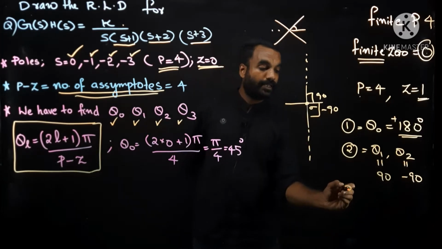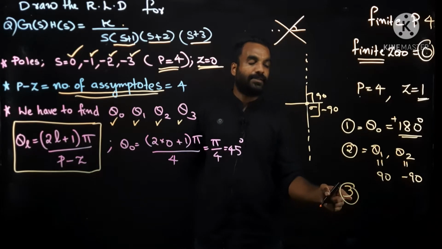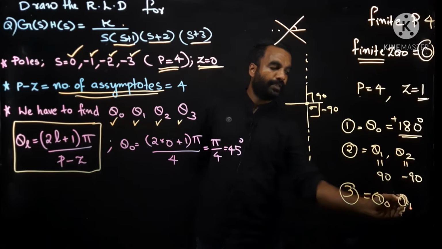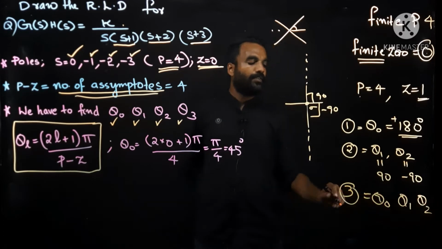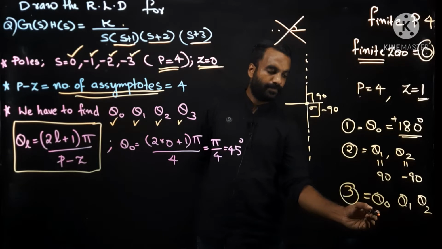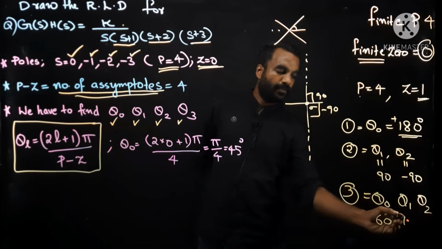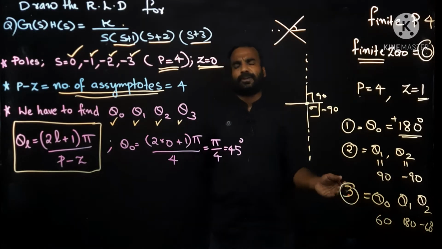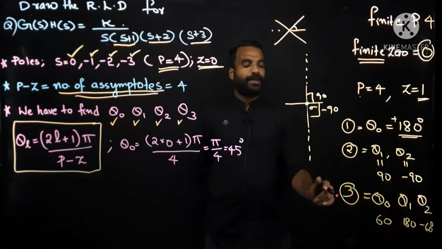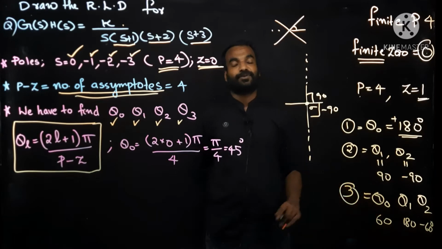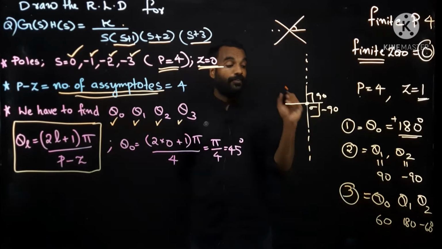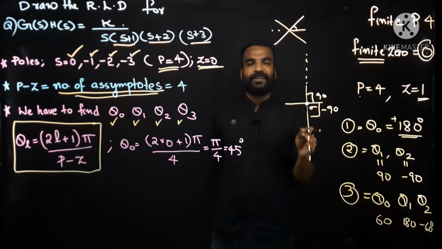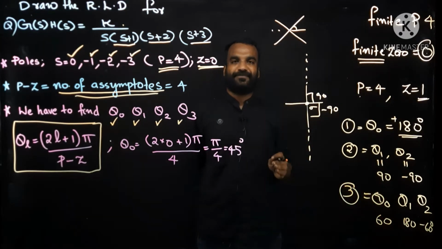If we are having three asymptotes, P minus Z is equal to 3, then you have to calculate theta 0, theta 1 and theta 2. And what is the angle? 60, 180, minus 60. No doubt, you can calculate it in any problem. If P minus Z is 3, you will get these angles. So, what will be the shape of these angles of asymptotes? How can you draw? It will be like the leaves of a fan.